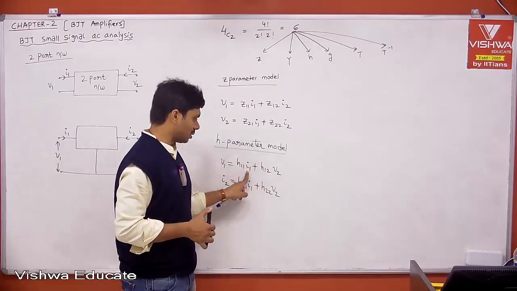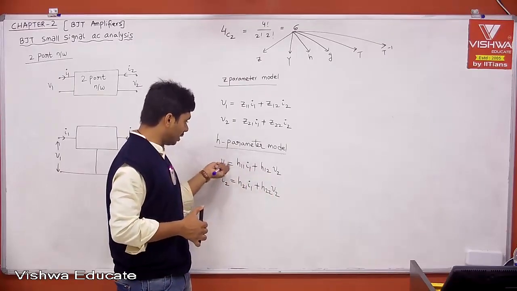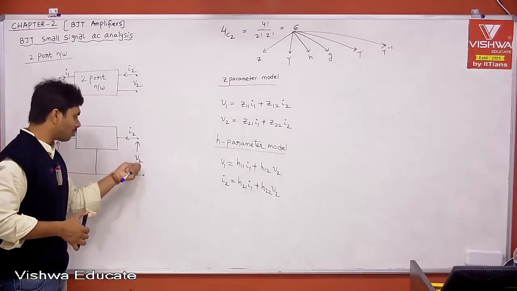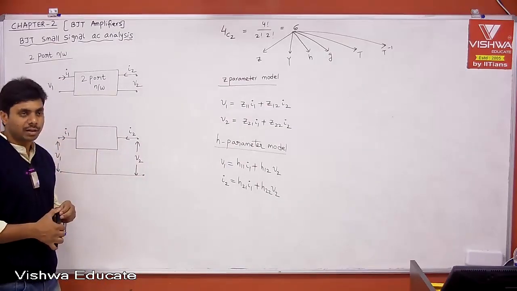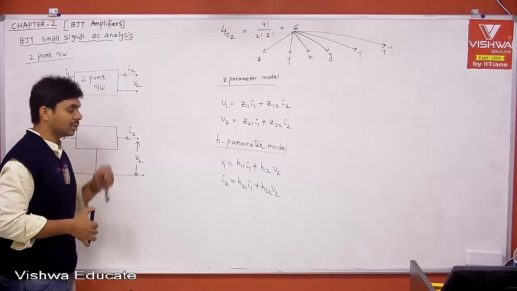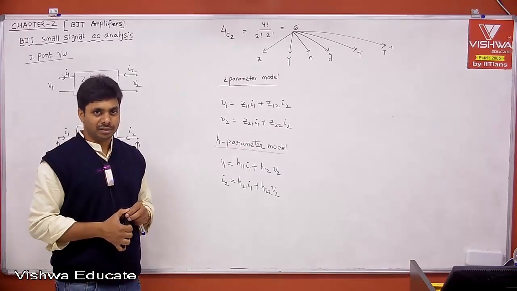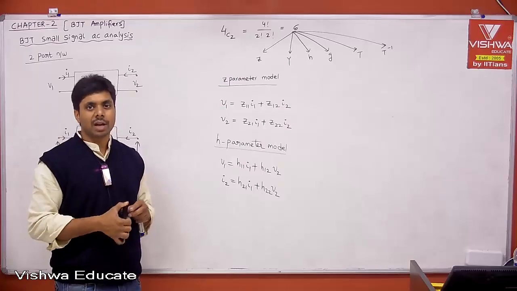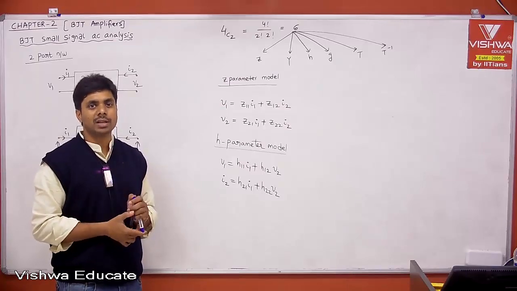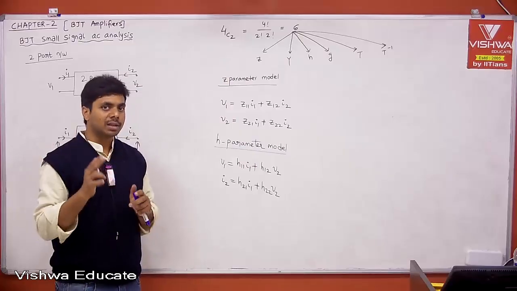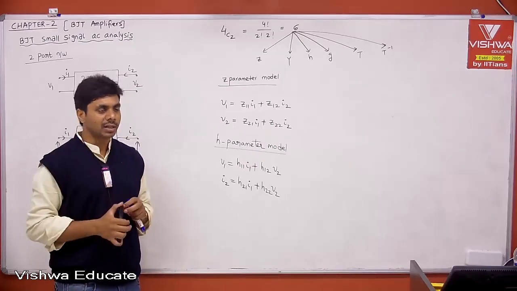V1 by V2 when I1 is 0. Therefore, what is the ratio? V1 by V2. Actually it is input by output. If you know output by input, that is your voltage gain. But this is input by output. That is what people call reverse voltage gain, which is not the actual voltage gain. The significance of reverse voltage gain, you will get it.